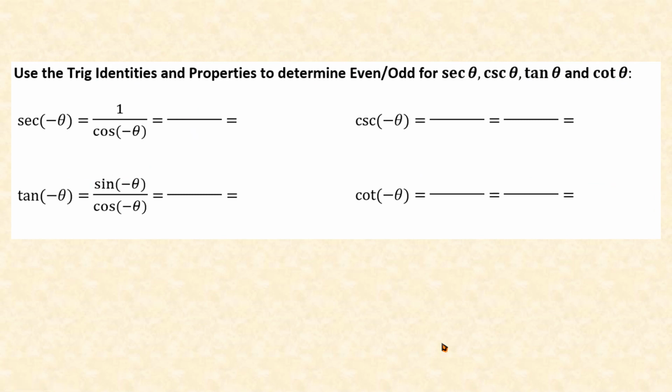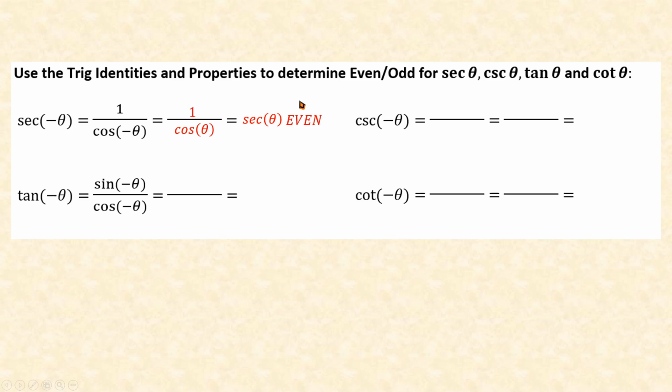So we're going to use that and we're going to find out the rest of the trig functions. Which one's odd, which one's even. So here I have secant of negative theta. And that's, of course, equal to 1 over cosine of negative theta. But cosine of negative theta is just cosine of theta. So I have 1 over cosine of theta. So that means secant of negative theta is equal to secant of theta.